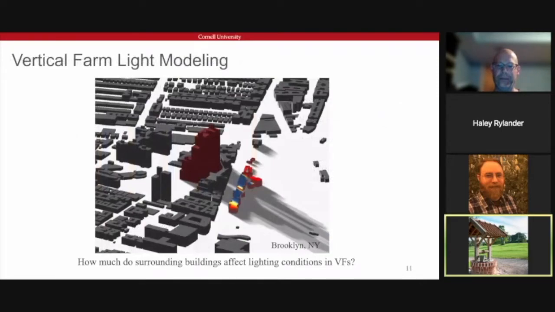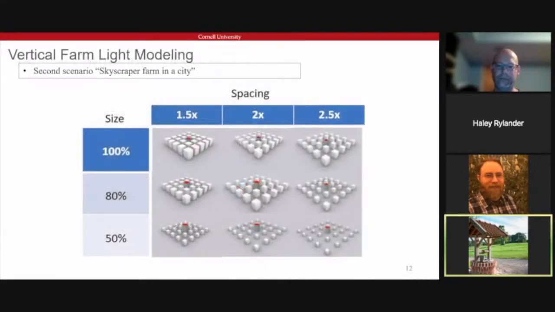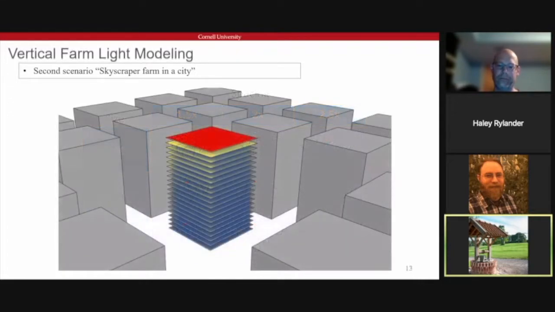The next question we wanted to ask was how much do surrounding buildings affect the lighting conditions in vertical farms? To answer this question, we came up with another scenario called skyscraper farm in a city, where we generated 9 urban contexts, varying the size and the spacing of surrounding buildings to see how much the shadows cast by surrounding buildings affect the lighting conditions in the space. This is just an up-close shot of one of those scenarios, and I also took away the walls of the building so you can see how the lighting diminishes towards the lower floors of the skyscraper farm.